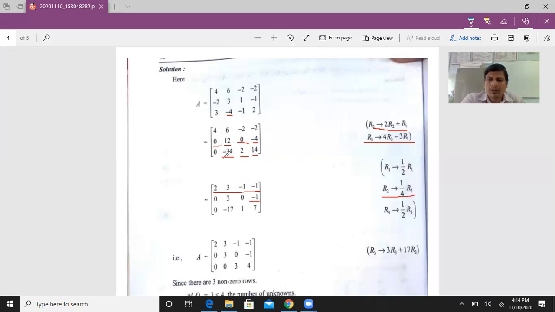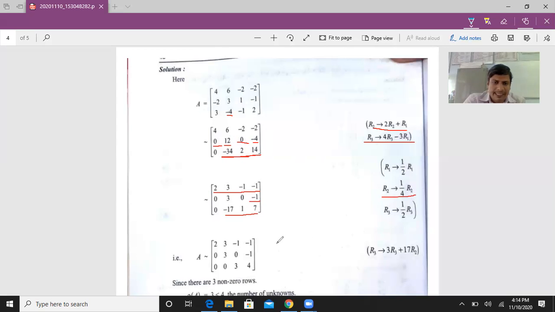Then come to the third row, that is R3. R3 is divided by 2, means R3 equal to 1 by 2 R3. Divide the third row by 2. That is 34 is there, 17 twos are 34. Then 2 by 2 is 1. See here, minus 17, that is that 1. Then 14, 14 by 2 means that is 7.